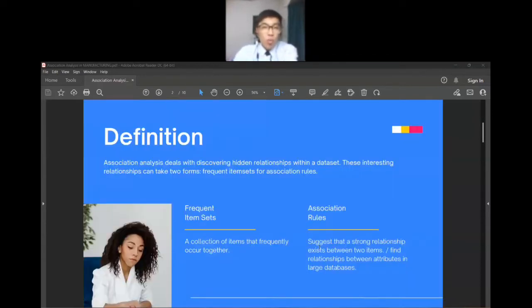First of all, what is an association analysis? It is defined by two main forms, which are frequent item sets and association rules. They represent a collection of items that frequently occur together, and also suggest that a strong relationship exists between two items, and find relationships between attributes in large databases.